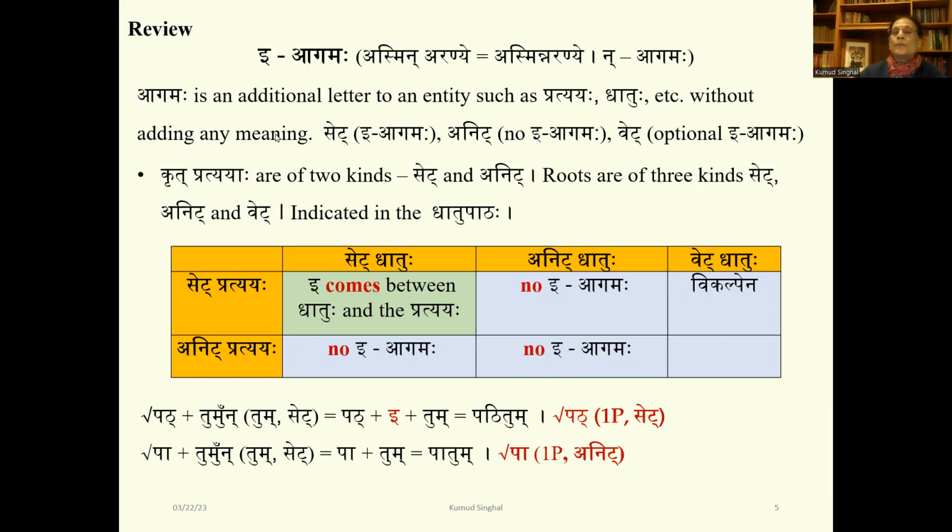without adding any meaning. So the dhatus are classified into these 3 groups: set, anit, and vet. They simply mean that a set dhatu could possibly have an agama. And anit means that no agama. And vet means optional. So krit pratyayas are of 2 kinds, set and anit. Roots are of 3 kinds, as I mentioned: set, anit, and vet. So set means that there could be an agama, anit means no agama, and vet means optional.